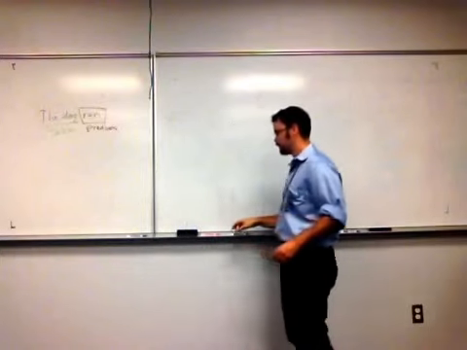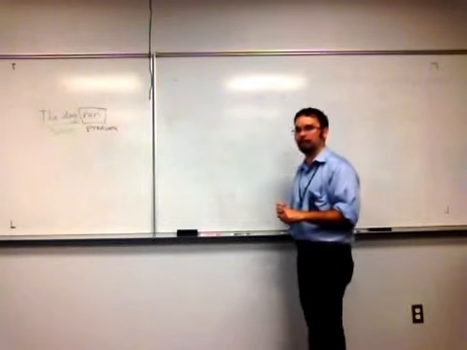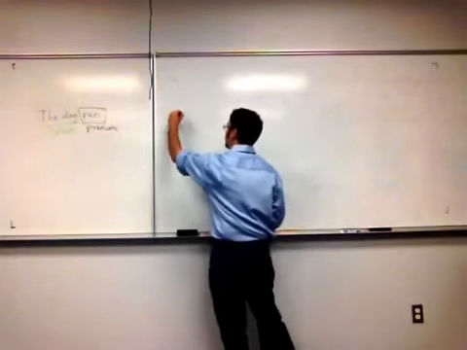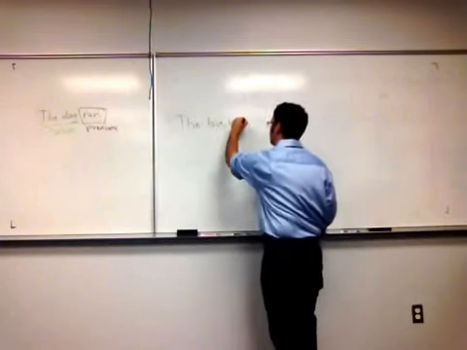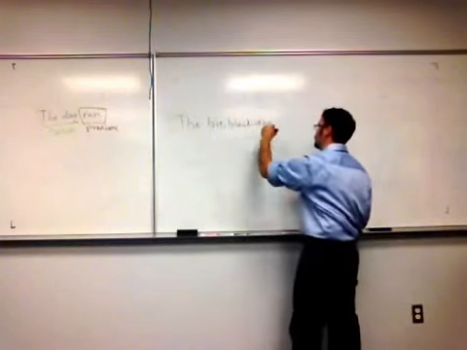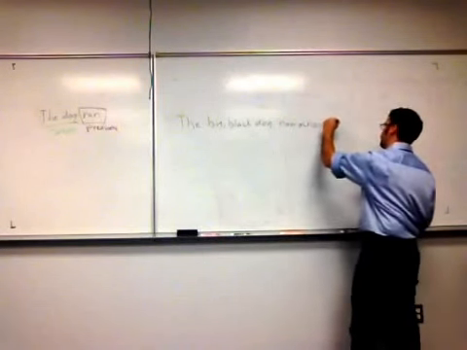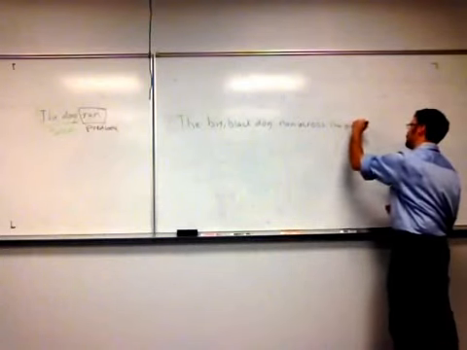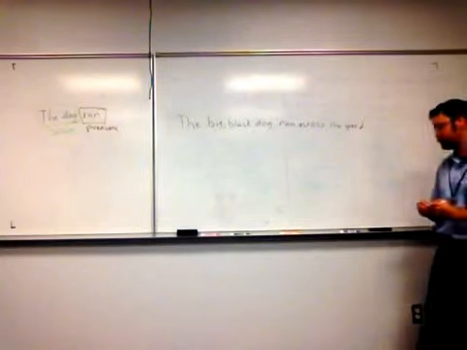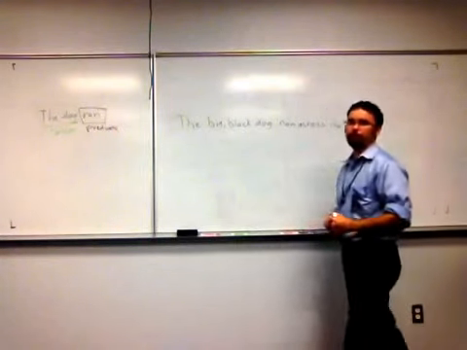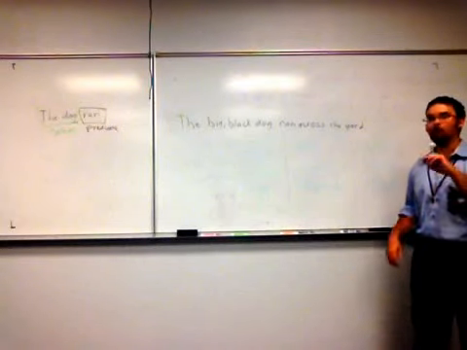Alright, so I'm going to give you an example of a more complicated sentence. I'm going to say a big black dog ran across the yard. Okay? The big black dog ran across the yard. Okay? Now, what's going to be my subject here? Big black dog. All of it, right?